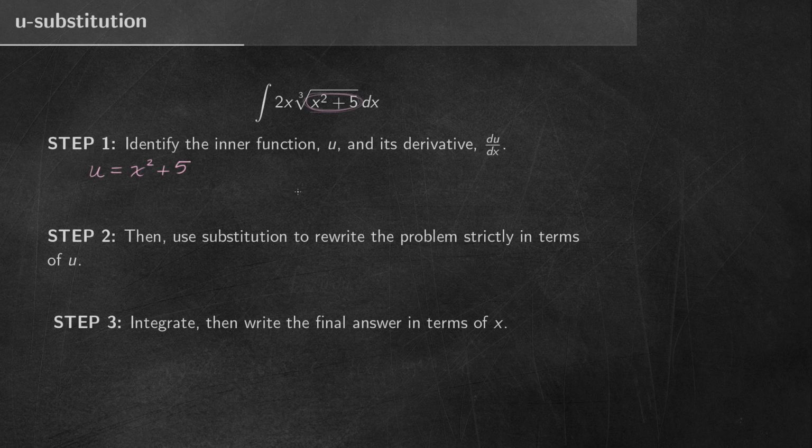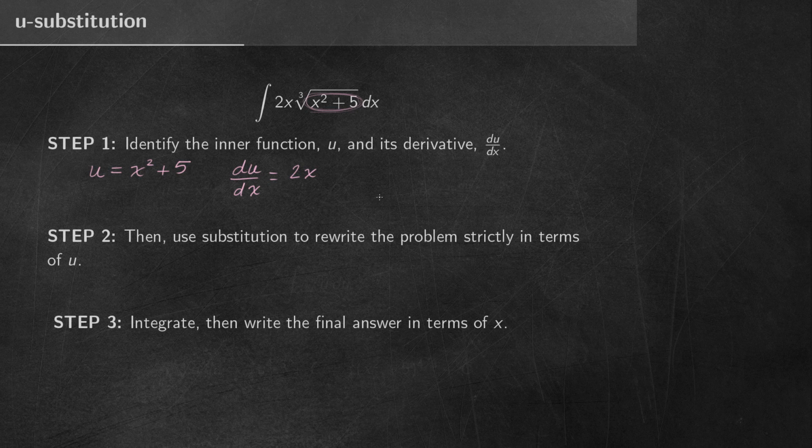And if u is x squared plus 5, next I'm going to find the derivative of u. U is a function of x. So when I find this derivative, it's the derivative of u with respect to x, du over dx equals, and then since I'm taking the derivative with respect to x, the derivative of x squared is 2x and the derivative of 5 is 0. So now I know that du over dx equals 2x.